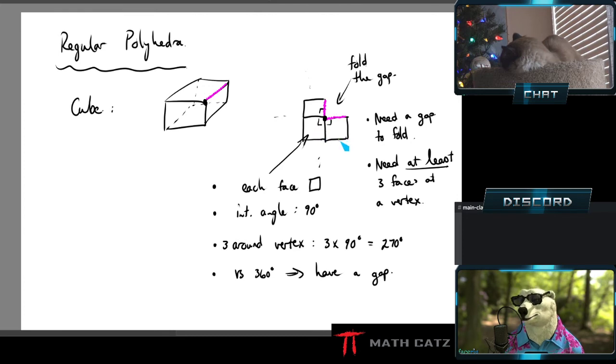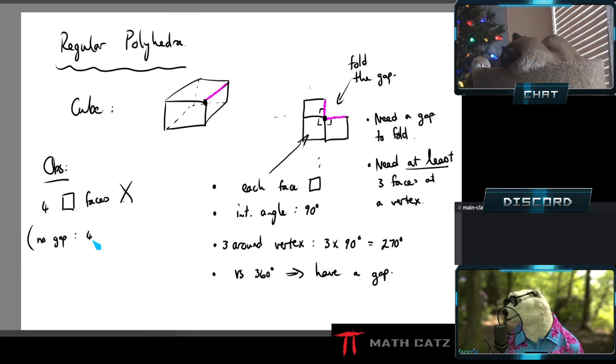For the case of a square, if I have four square faces at a vertex, it's not going to work because then I lose my gap, right? Because 4 times 90 is 360. It's not going to work. So let's observe 4 square faces. That's not going to work because then I have no gap. 4 times 90 degrees, which is the interior angle, is exactly 360, and then I'm perfectly making a tessellation, but that's not the goal here. I need a gap to be able to fold it. Okay, so as far as a square face goes, it's the cube or nothing.